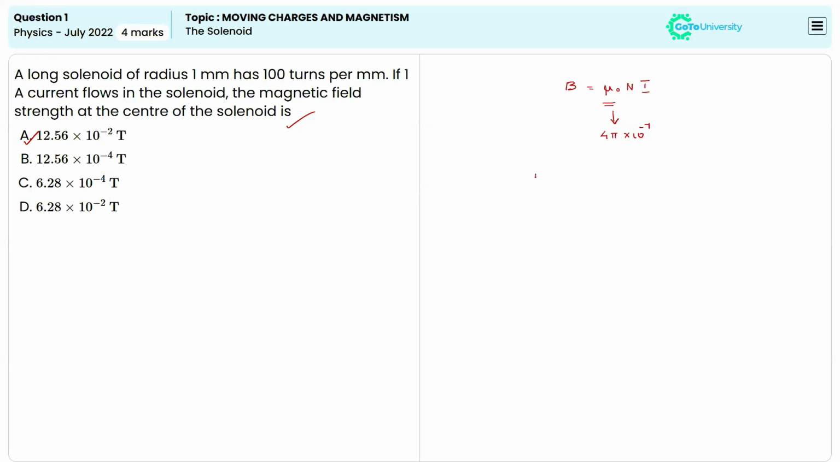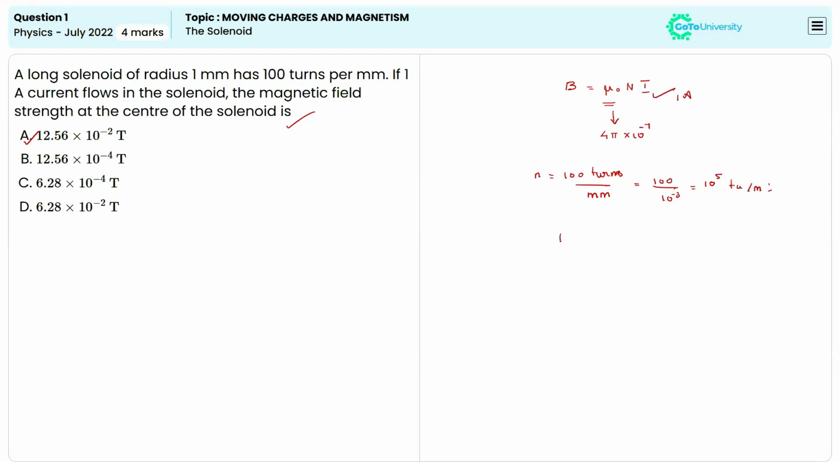The number of turns here will be 100 turns per mm. So we have to convert this to normal terms. We can write 100 divided by 10 to the power negative 3, which will be equal to 10 to the power 5, right? So 10 to the power 5 turns per meter. And the value of I is given as 1 ampere.